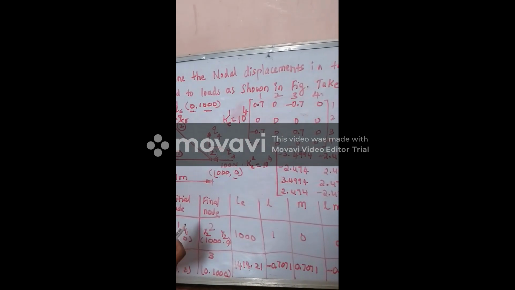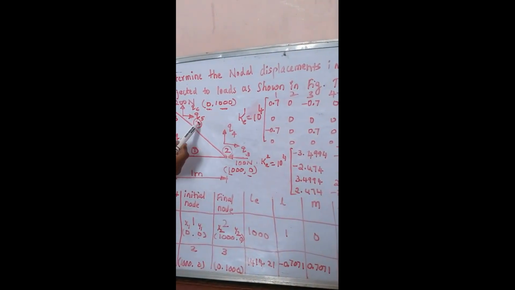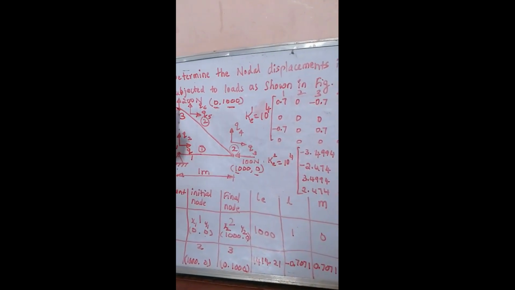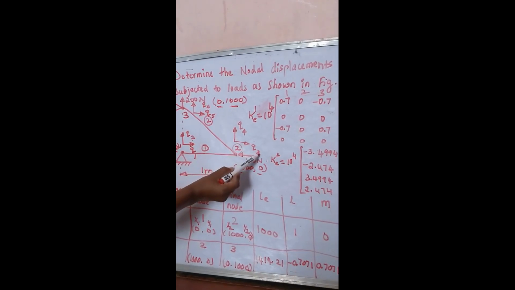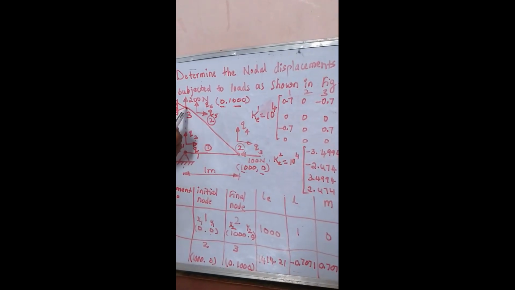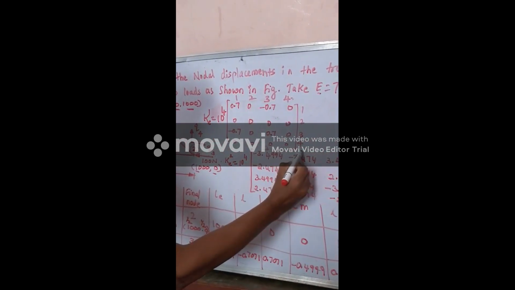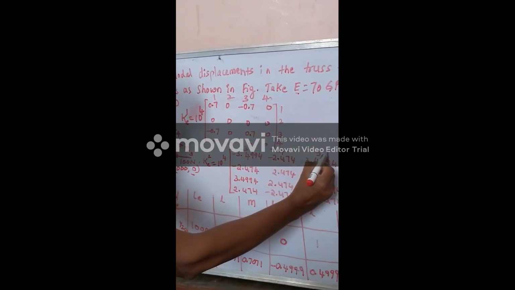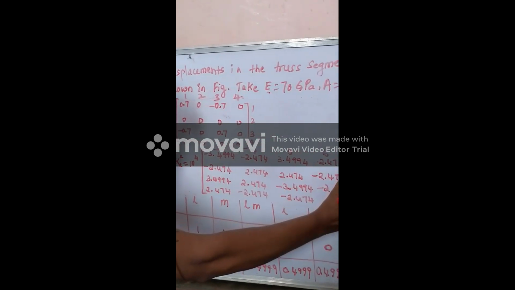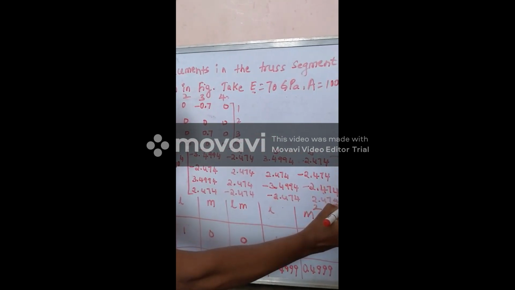See, now you can see from this diagram, element 2 is made up of node 2 and node 3. So node 2 has nodal displacements 3, 4, and node 3 has nodal displacements 5, 6. So for our reference we can write like this: 3, 4, 5, 6, 3, 4, 5, 6.